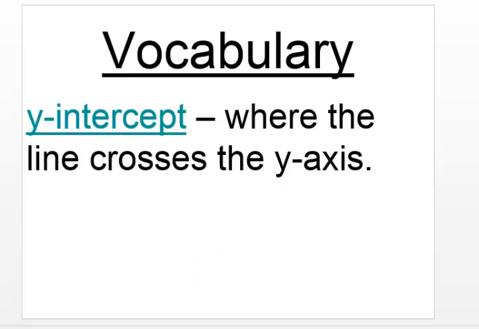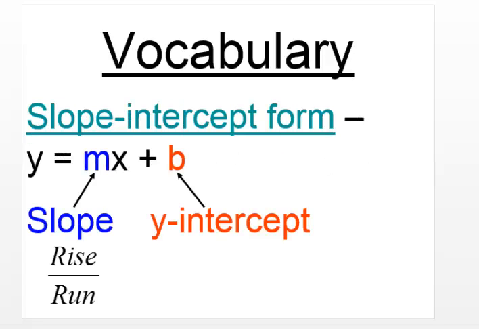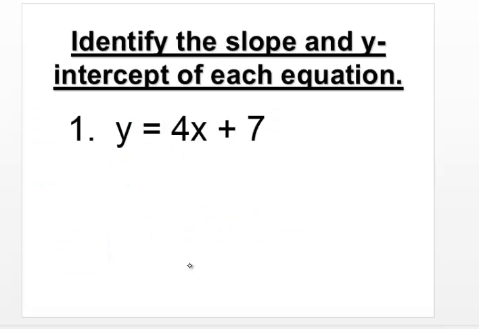So there is what's called the y-intercept. We've talked about that in the past. It's where it crosses the y-axis. In the slope-intercept form, though, it is the last part, the part that does not have the x attached to it. The slope is the part that's attached to the x. It is considered to be rise over run. That is review as well. What we're going to do is just practice identifying the slope and y-intercept.